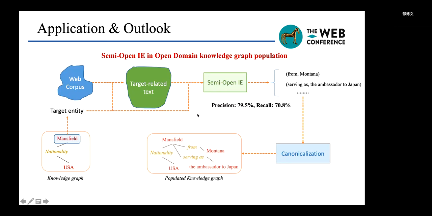Interesting future directions include document-level semi-open IE and aligning extraction results with a knowledge base. We believe the new task and new algorithm will inspire the research community with new ideas and directions for information extraction.